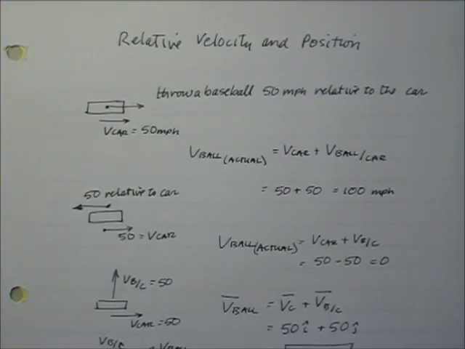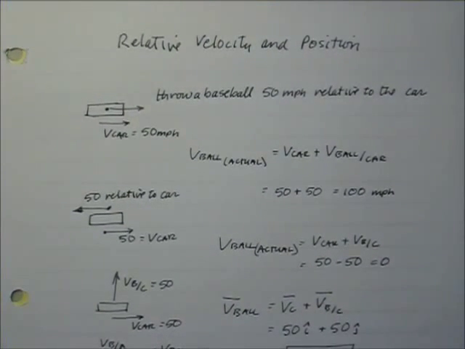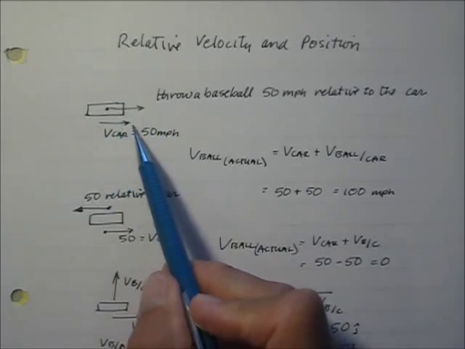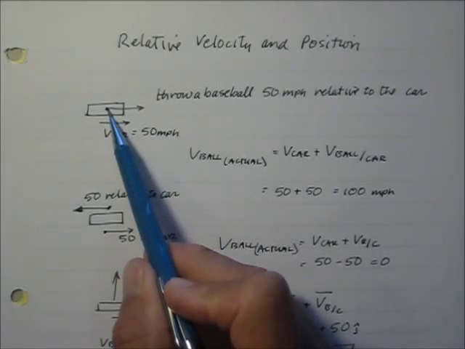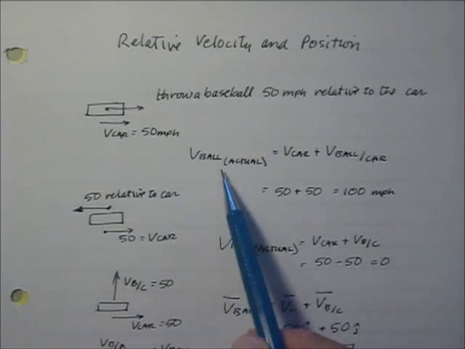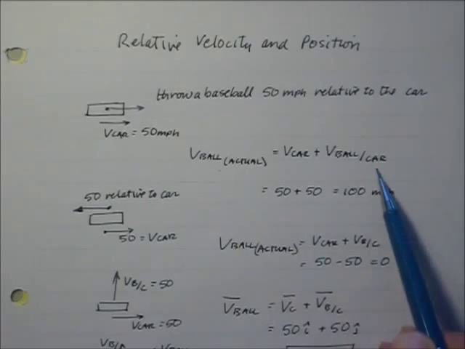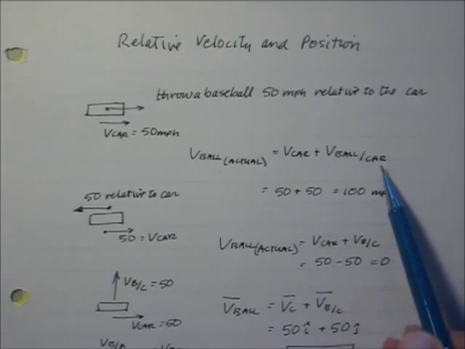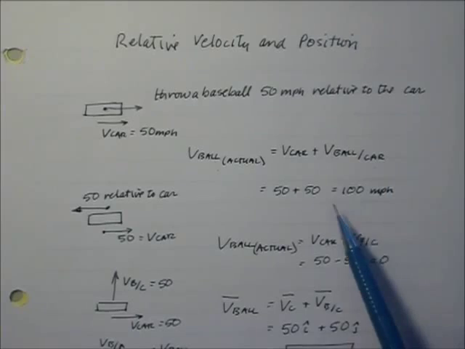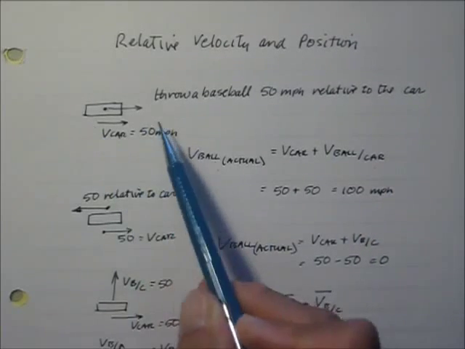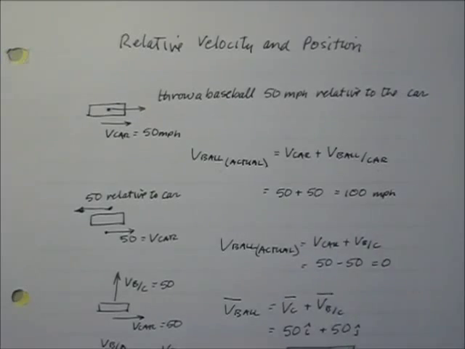All right, so here's a very simple example of relative velocity and position. Let's say that you can throw a baseball 50 miles per hour. If you're on the ground and you throw the baseball, it's 50 miles an hour relative to the ground. However, if you're moving in a car, and the car is moving 50 miles an hour, and you're throwing the baseball 50 miles an hour, what you're throwing it is relative to the car. So the actual speed of the baseball is the velocity of the car plus the velocity of the ball with respect to the car. You add them up, and you can intuitively know that it's 100 miles an hour.